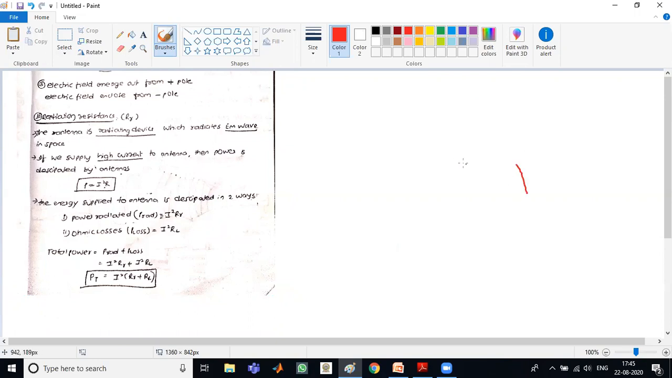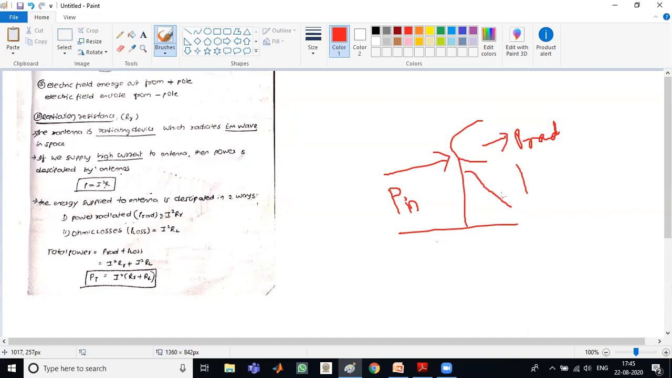This is the antenna installed at your house. This is the power which is given to the antenna, and this is the power radiated from the antenna. This power radiated is known as P-rad, and this is the power given to the antenna, and some power is lost by the antenna. This is the power loss, which is known as ohmic losses.